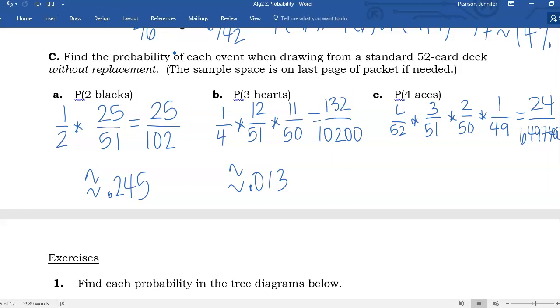So the chance of drawing 4 aces from a deck, one after another, would be 0.0000037. That's the chance of that happening. Even if you made it a percent, it's a very, very, very tiny number.